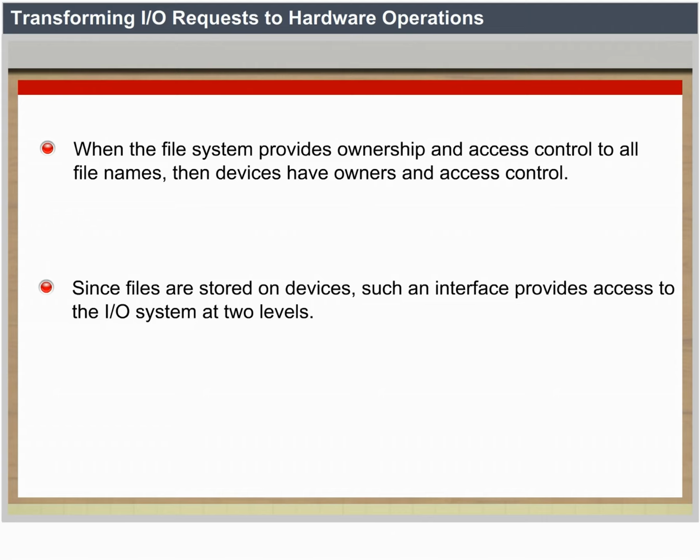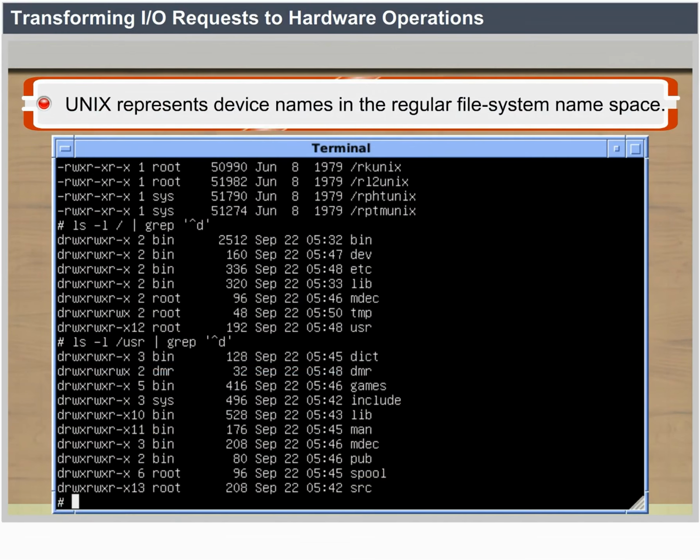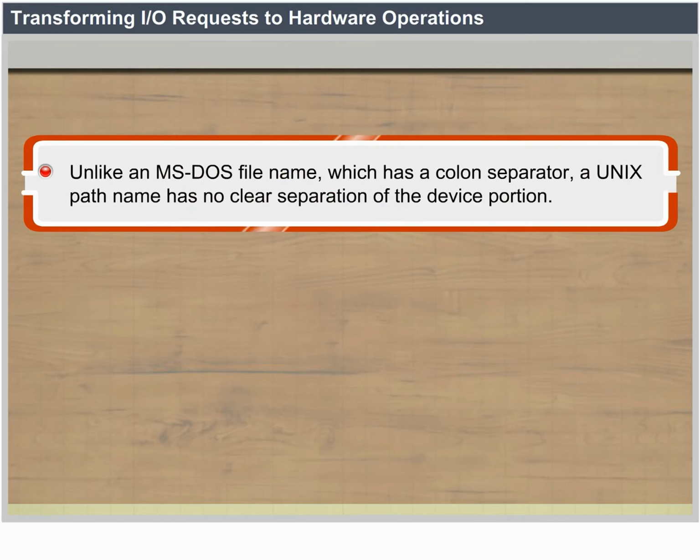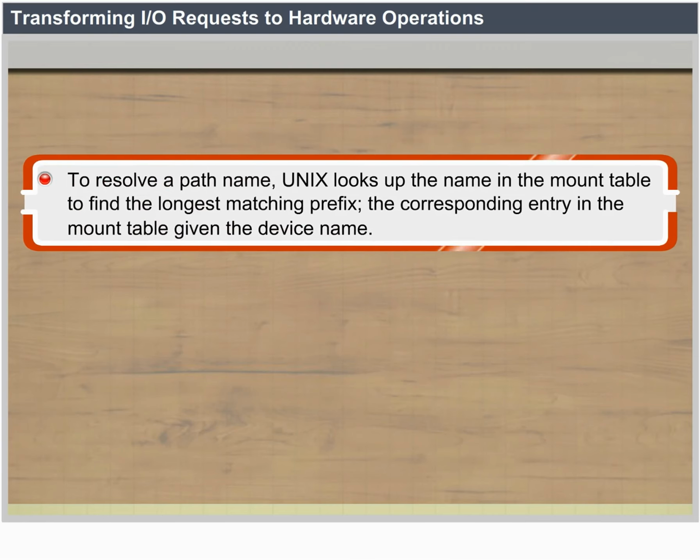Unix represents device names in the regular file system namespace. Unlike an MS-DOS file name, which has a colon separator, a Unix path name has no clear separation of the device portion. In fact, no part of the path name is the name of a device. Unix has a mount table that associates prefixes of path names with specific device names. To resolve a path name, Unix looks up the name in the mount table to find the longest matching prefix. The corresponding entry in the mount table gives the device name.